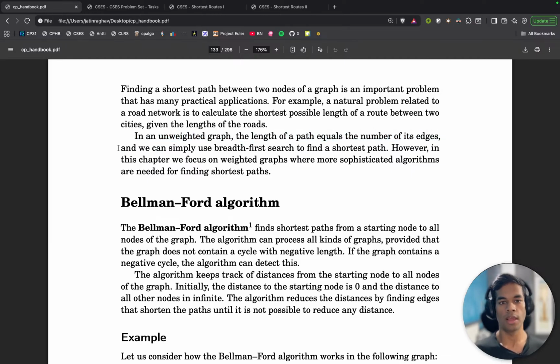That makes sense, and we can simply use BFS. If the graph is unweighted, we can just use BFS to find the shortest path. That makes a lot of sense. However, in this chapter, we focus on weighted graphs, where more sophisticated algorithms are needed to find the shortest paths. Okay, with that, let's go.